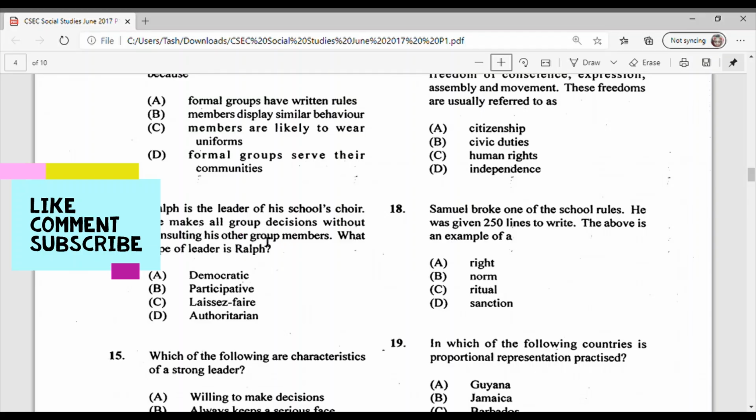He makes all group decisions without consulting his group members. What type of leader is Ralph? So you have democratic, participative, laissez-faire, as well as authoritarian. Democratic means that you are involving others in the process of your decision making. Participative, laissez-faire. Authoritarian, no. Authoritarian means that you are the sole authority. You are the one that would make all the decisions on your own. So that is what Ralph is representing at this point. So for number 14, your answer would have been letter D.